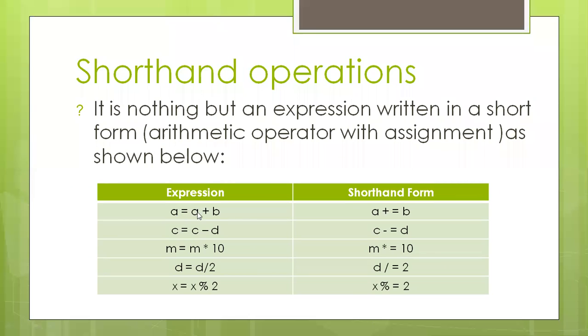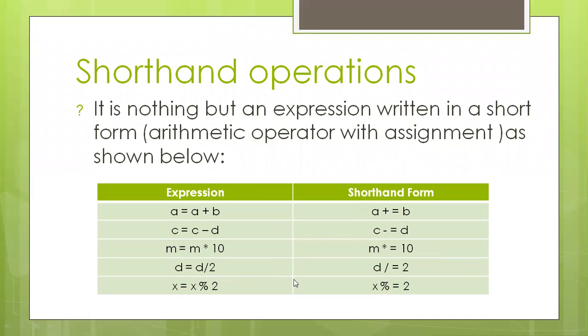See, A equals A plus B. If I want to write this statement in the shorthand operator form, I can write A plus equals B. Okay, if I want to write C equals C minus D, means the value of C minus the value of D is again going to be stored in C, means only this C variable is going to be affected again. So we can write C minus equals D. M equals M multiplied by 10, again this M is going to be affected. So here we can write M multiplied by equals 10.